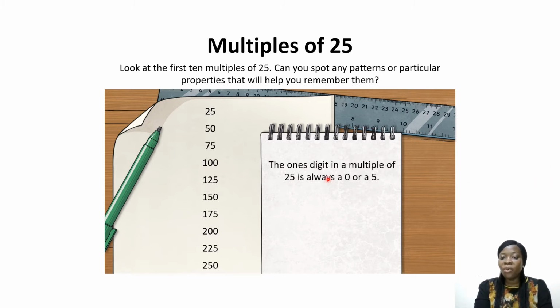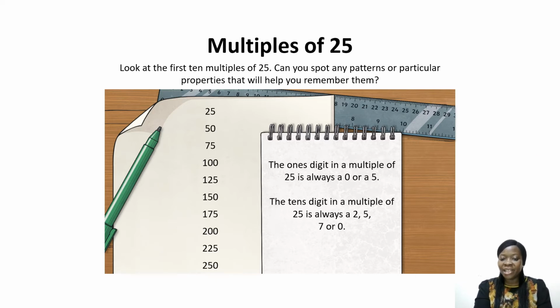Welcome back. The ones digit in a multiple of 25 is always 0 or 5. As you can see here, we have 5, 0, 5, 0, 5, 0, 5, 0, 5, 0. So this is the pattern when we count in multiples of 25. The tens digit in a multiple of 25 is always 2, 5, 7 or 0. Look at the pattern here. 2, 5, 7, 0. 2, 5, 7, 0. On and on.